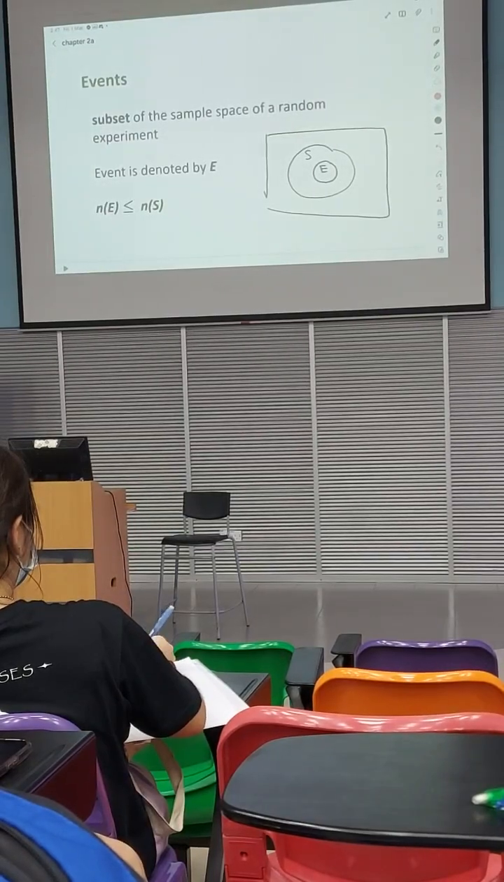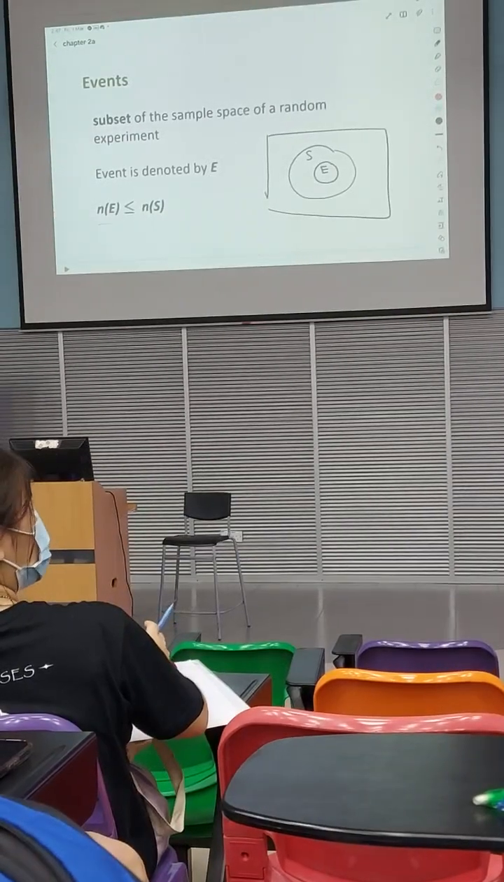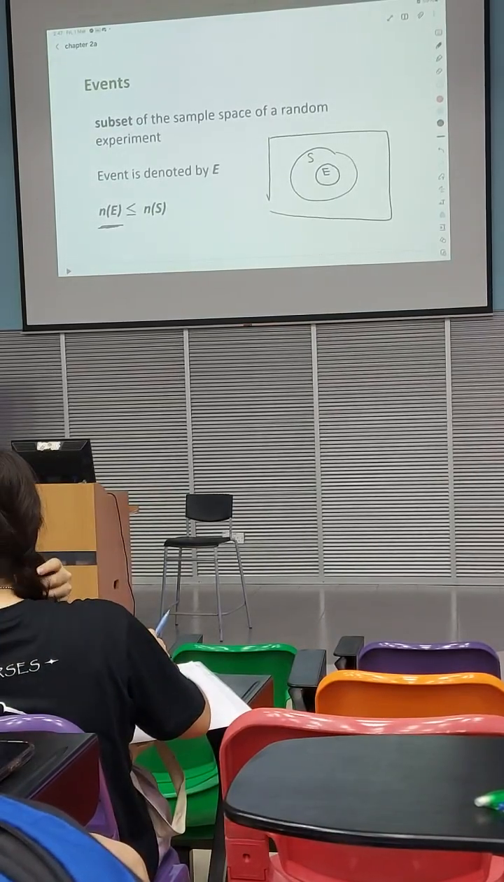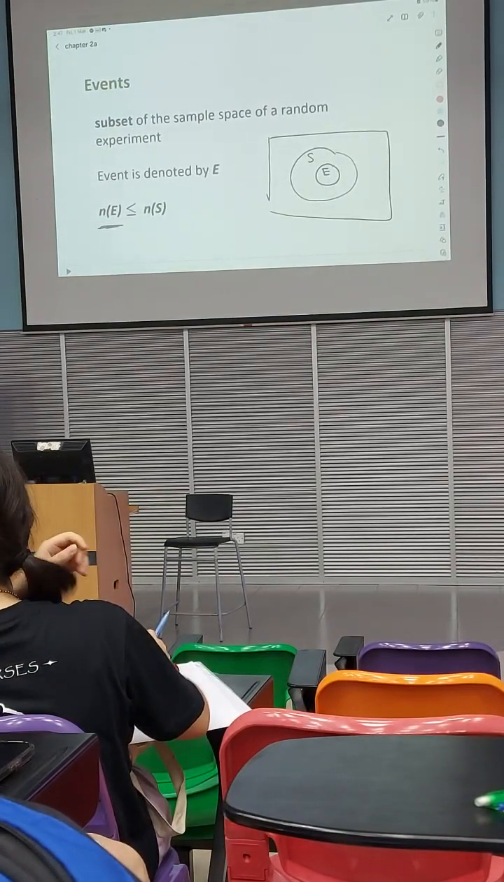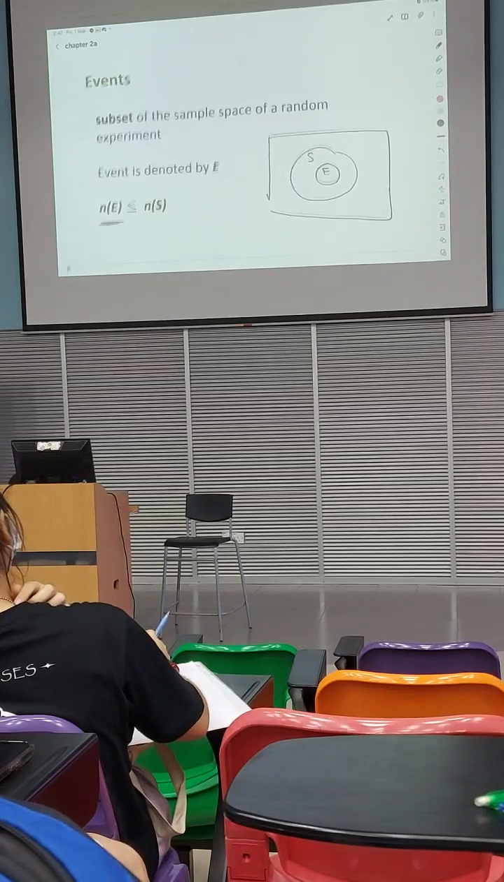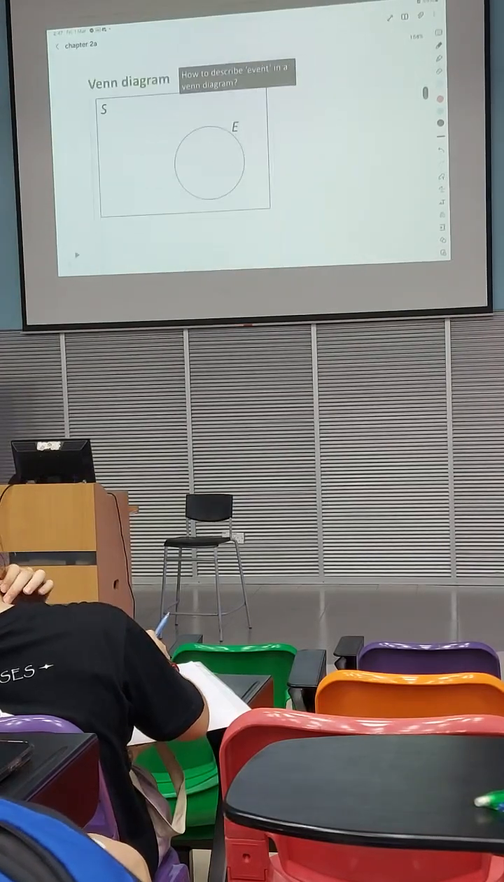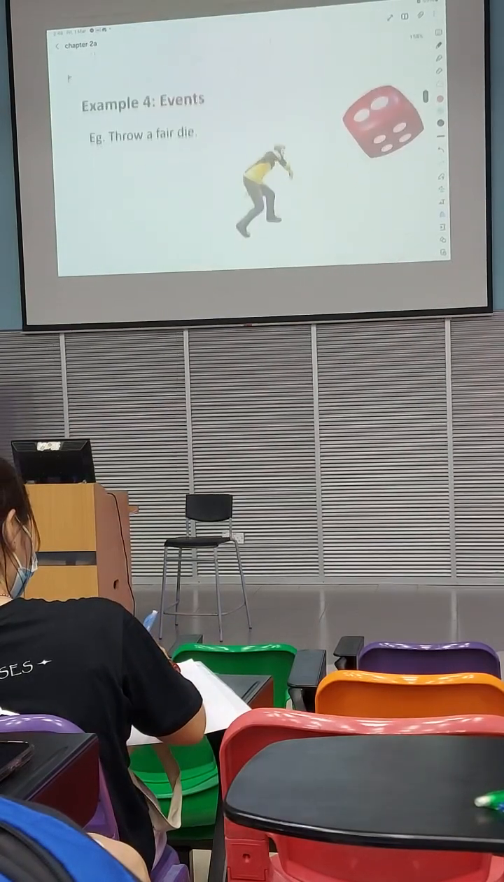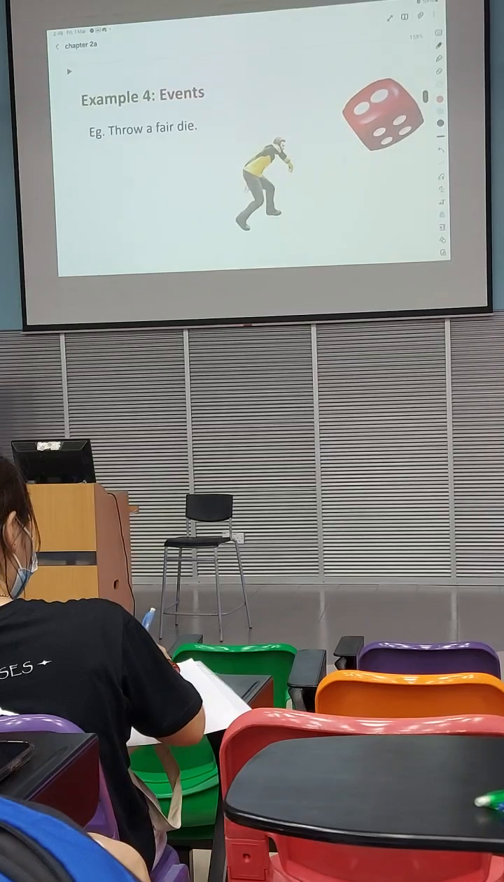An event is denoted by E. So the number of events is always less than or equal to the number of elements in the sample space. That is the criteria of events, right? In a Venn diagram, it can also be presented in this form. We know that E is a subset of S, right? Let's move to this example again and figure out the meaning of these events.